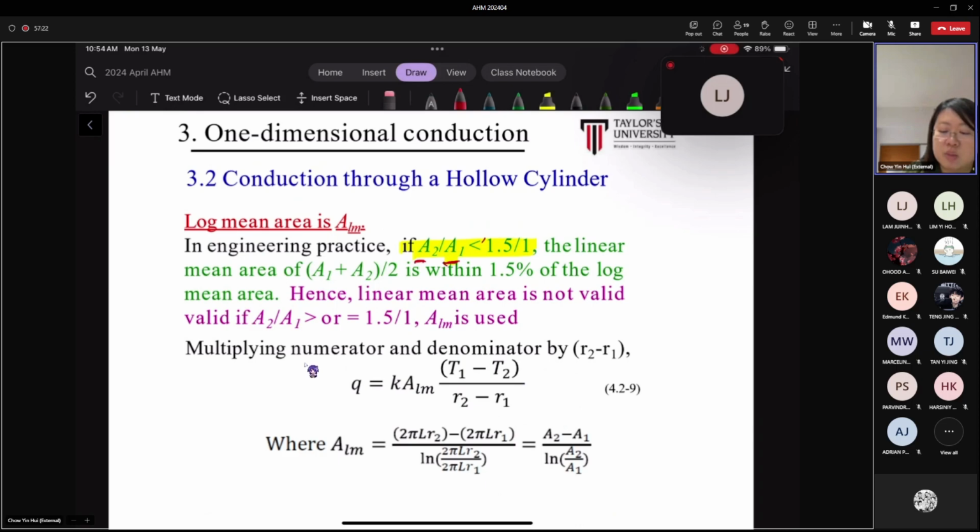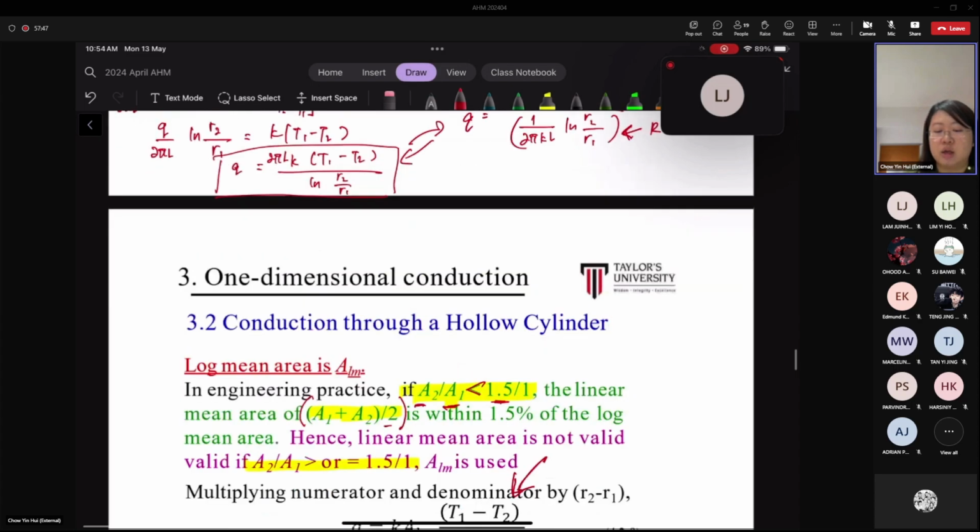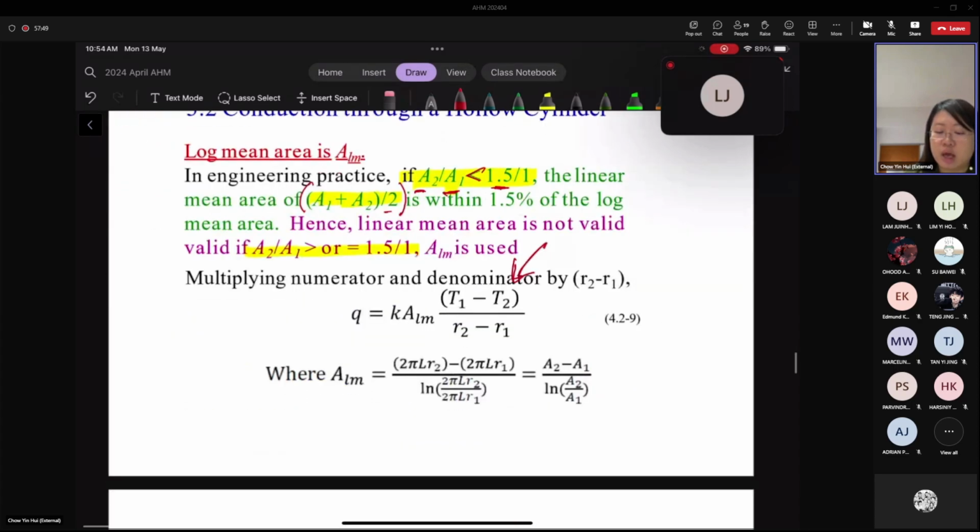If it's smaller than 1.5, then we can calculate the area as the average, A1 plus A2 divided by 2. But if A2 divided by A1 is greater than or equal to 1.5, the equation can be expressed in this one, instead of what we do here. So we can also use this for calculation.